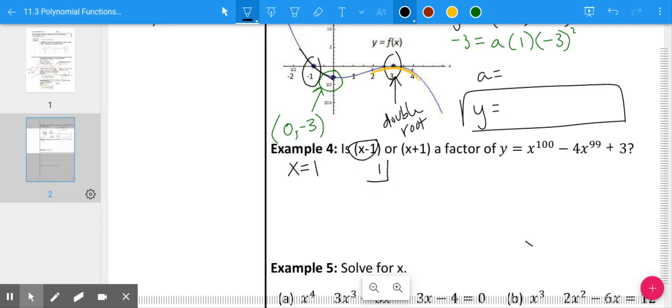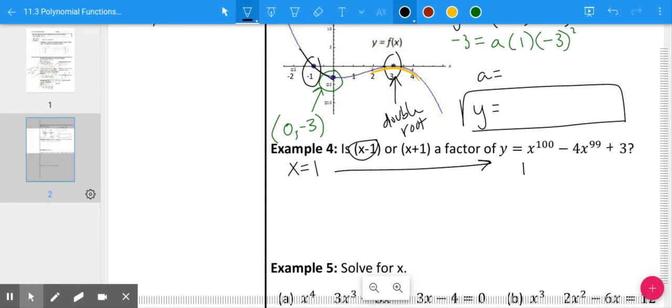But notice, because this is x to the 100, I'm going to have a coefficient of 1, a coefficient of -4, and then I'm going to have a 0 for power of 98, a 0 for power of 97, and this is going to go on forever. So just because you can use synthetic doesn't mean that it's the best option every time. If you want to see if x minus 1 is a factor, just plug 1 in.